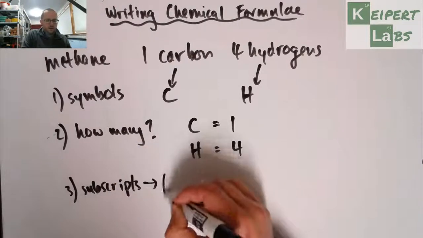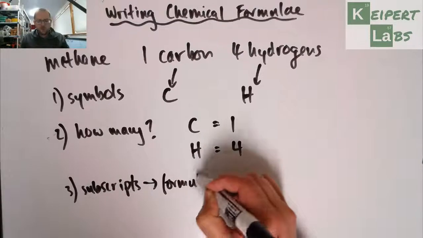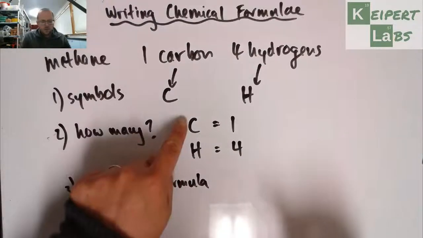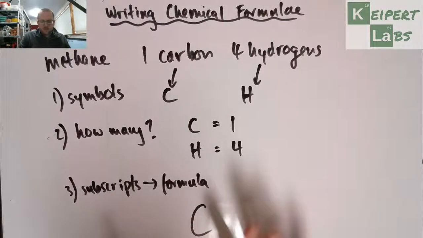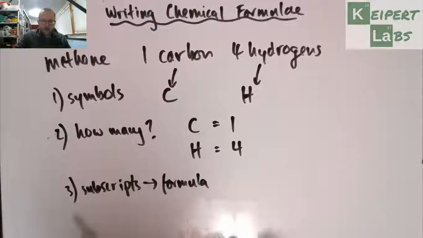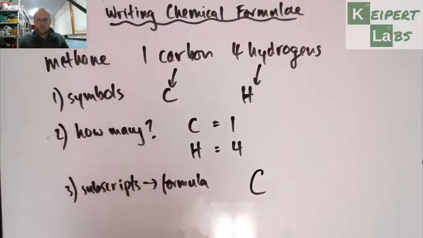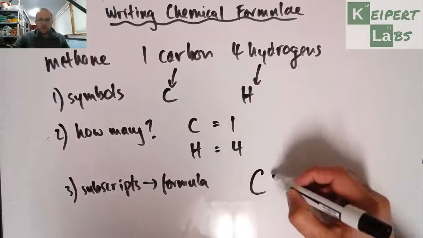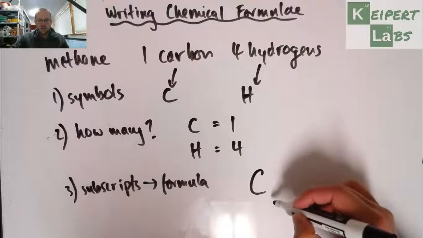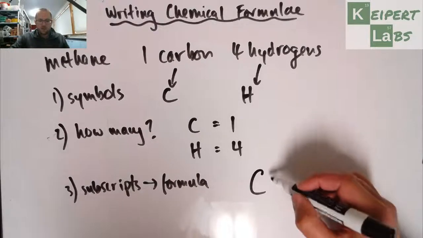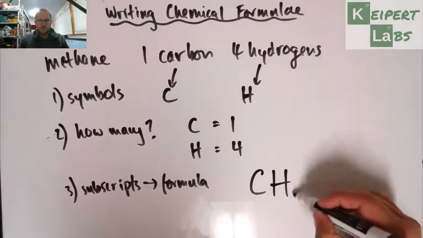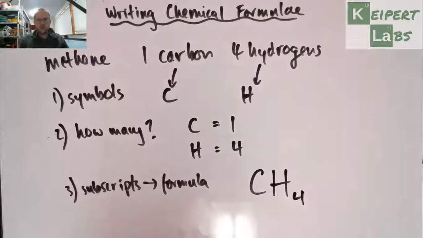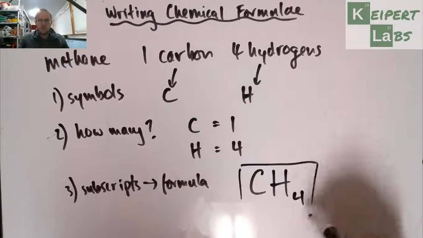And now I'm going to look at subscripts, putting subscripts into my formula. So I've got a carbon. Actually, I'll push this up here a bit. So I've got carbon. Now, because I've only got 1, I don't need to put a 1 down the bottom here. Then I can write the next one, hydrogen, which is capital H, and then I can put a subscript of 4 to show that I have 4 hydrogens in that compound. And there we go. I've written the chemical formula for methane.